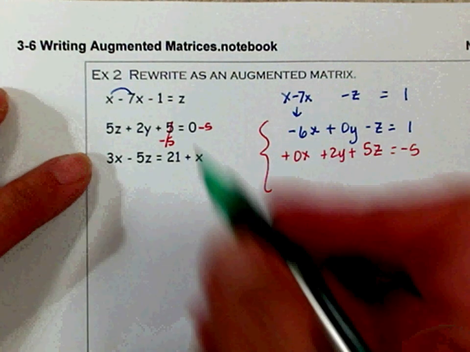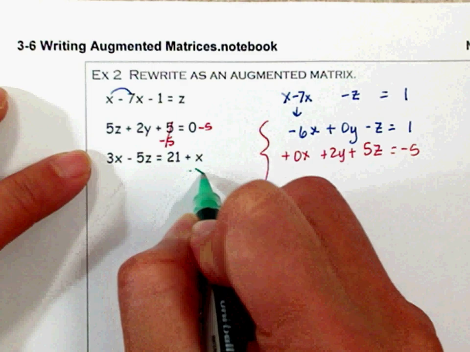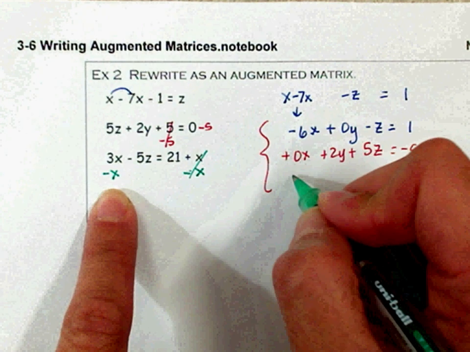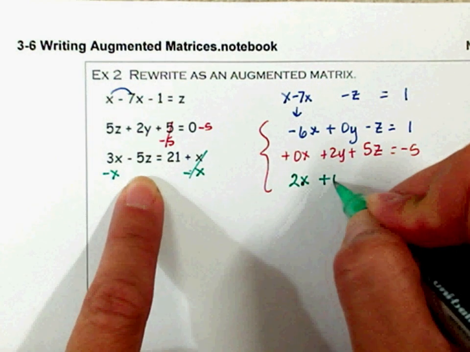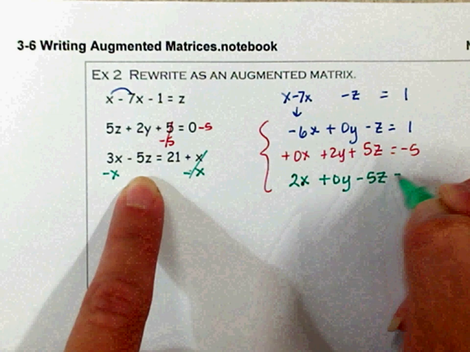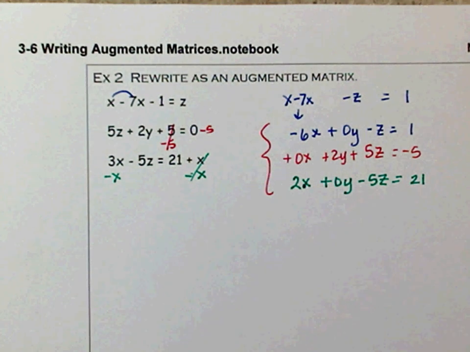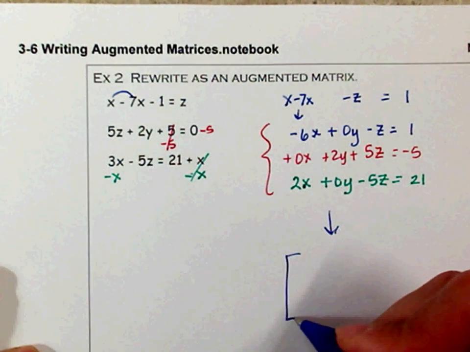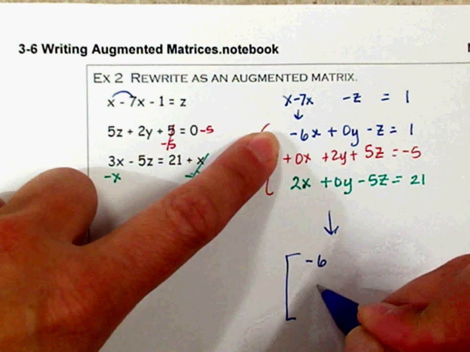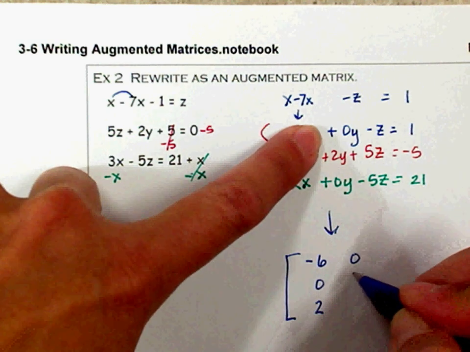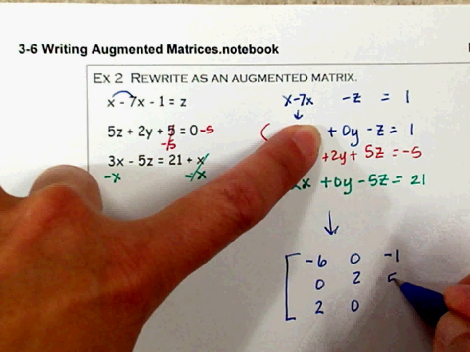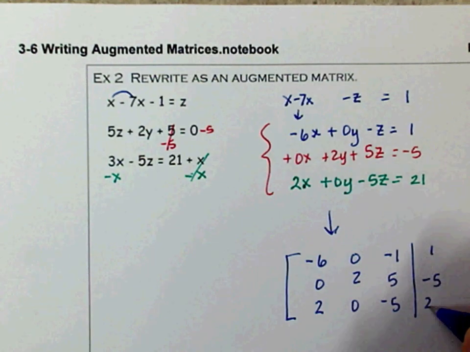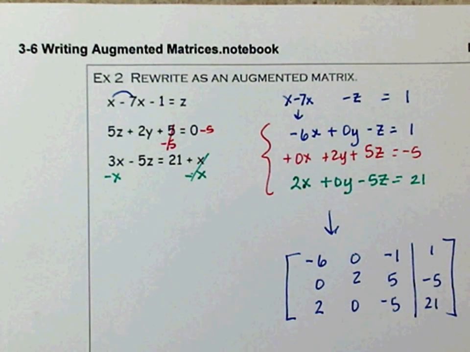Look at this. X, I'm going to subtract x. What you do to one side, you do to the other. 3x minus x is 2x. No y minus 5z is equal to 21. So I have everything I need all lined up for me to write my augmented matrix. So here's my matrix. Don't forget the bracket. Negative 6, 0, 2, 0, 2, 0, negative 1, 5, negative 5, equal sign, 1, negative 5, and 21. There you go.